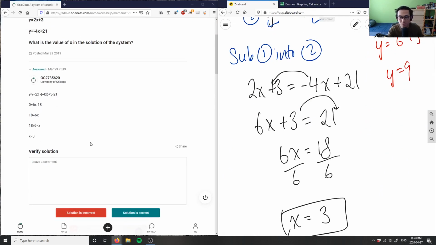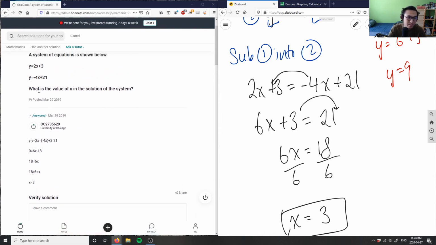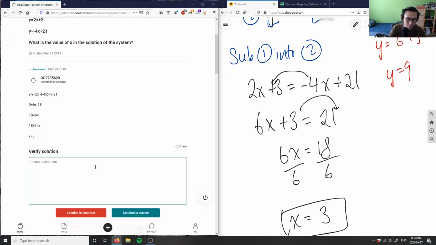So let's look at the solution here, and we'll end the video here. Again, what they're doing is elimination. They're subtracting the y, canceling the y to just solve for our x values. They have 2x minus 4x, which is negative 6x, and then 3 minus 21 is negative 18. Then they simply divided both sides by 6, and they got x equals 3. So this solution here is correct.